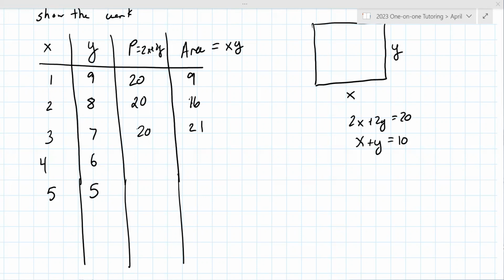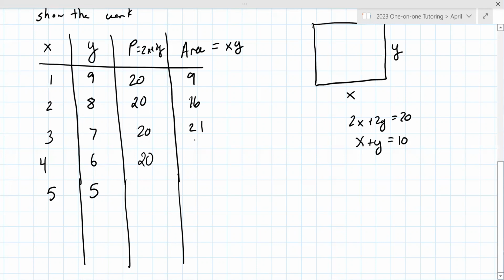How are you doing on this? Pretty good. For the perimeter, I got 20, and the area got 16.